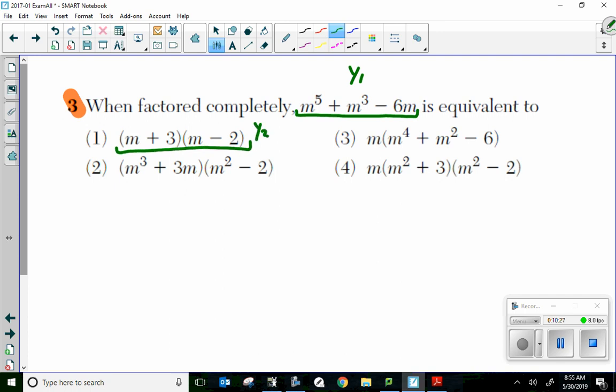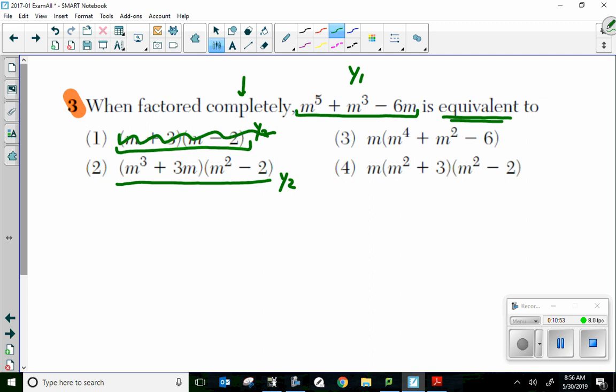If they are equal or equivalent, their graphs will be the same. If number 1 doesn't have the same graph, then I put this into y2. If they are equal, their graphs will be exactly the same, okay? But be careful. You see this word completely? You might have 2 of these things where the graphs are the same.